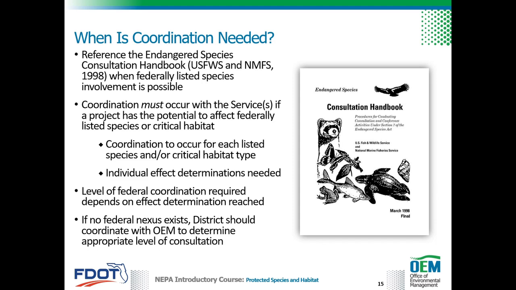As part of this effort, the district should make individual effect determinations for every listed species and/or designated critical habitat. This is necessary because the level of federal coordination required ultimately depends on the effect determination reached for a given species or critical habitat. If no federal nexus exists, such as for state-funded projects, and listed species may be present, district staff should coordinate closely with OEM to determine if Section 10 consultation may be necessary. As these consultations are usually lengthy and more complex than the Section 7 process, OEM will coordinate with the services to determine the process.